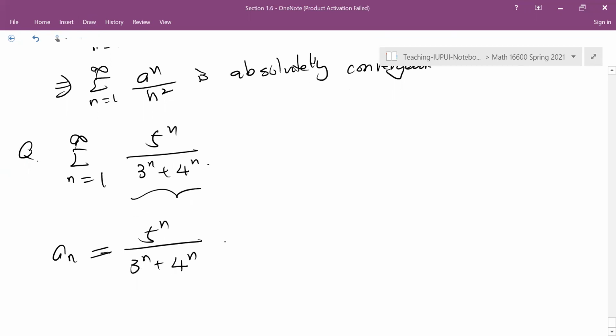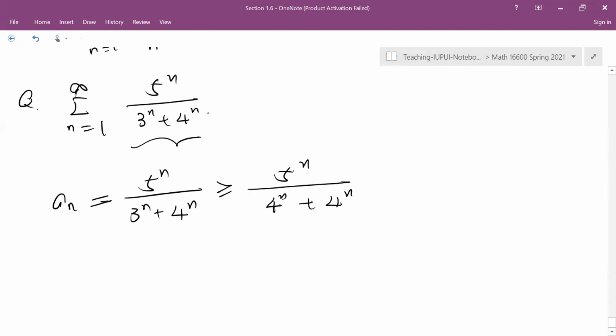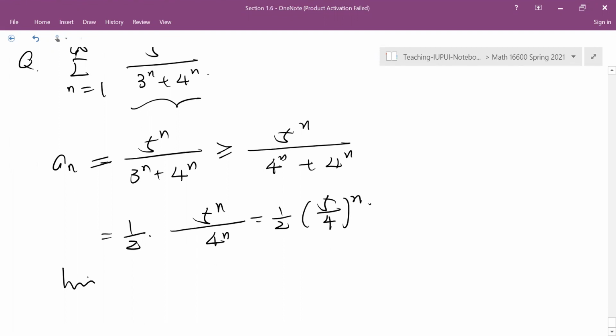I don't think it approaches 0. What I'm trying to do is, 3 and 4 are different, so I make them the same. So 3 to the n is less than or equal to 4 to the n. So now I have the same term, right? Then I take it out. You see? Then I can simplify, right? And 5 over 4 is greater than 1. So clearly, the limit of a_n is going to be infinity, right? Yes, because it's greater than or equal to some number which goes to infinity.